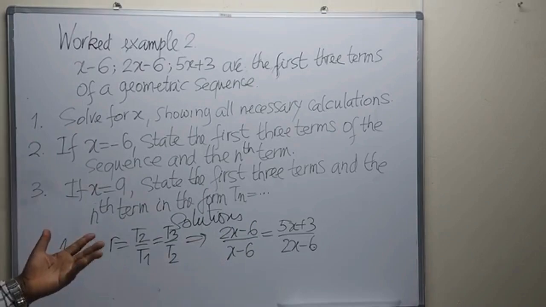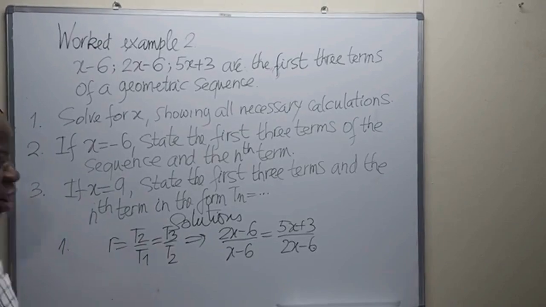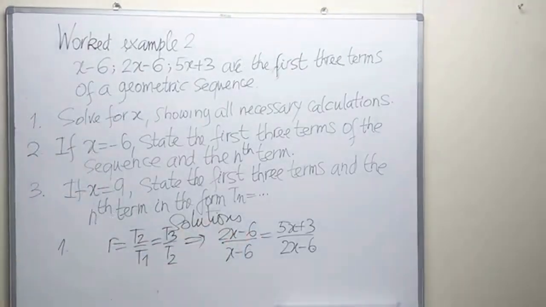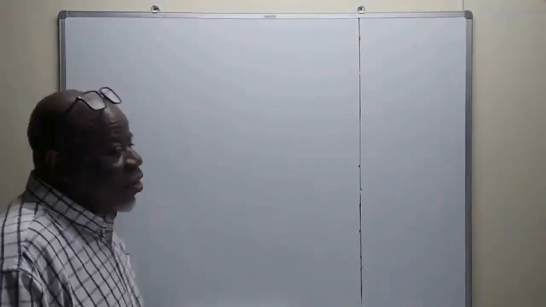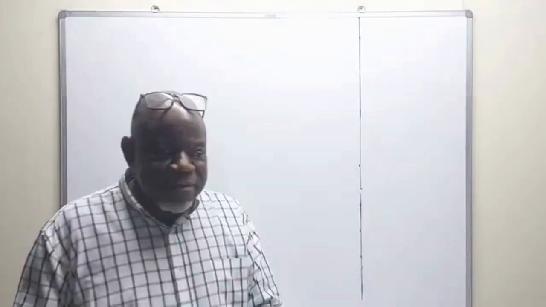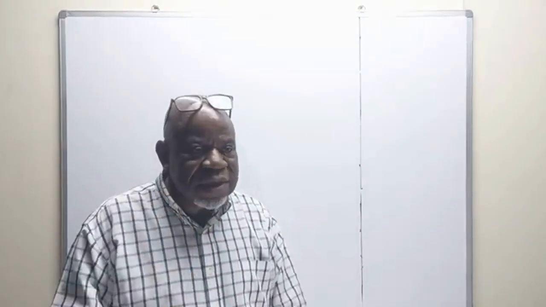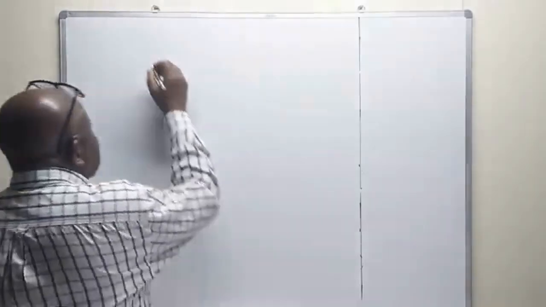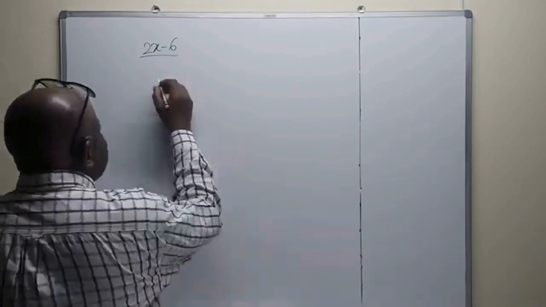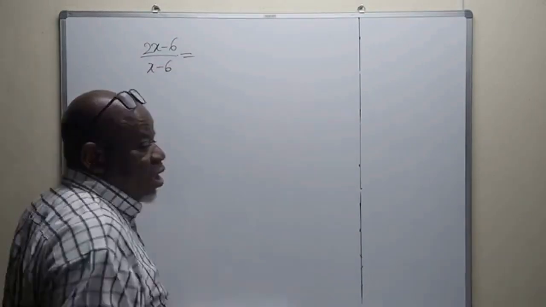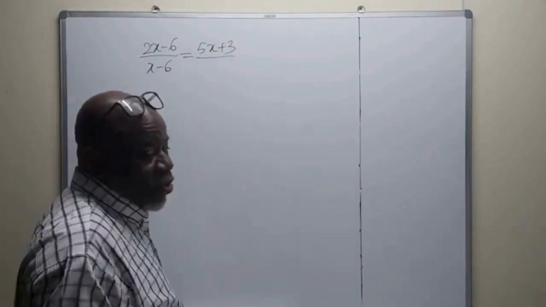So I think we will need some space. Let's see how we can get the value of x. So we are solving for x now. As I was saying, we're going to cross multiply. r is equal to T2 over T1 is equal to T3 over T2. We were having 2x minus 6 over x minus 6, and this was equal to 5x plus 3 over 2x minus 6.